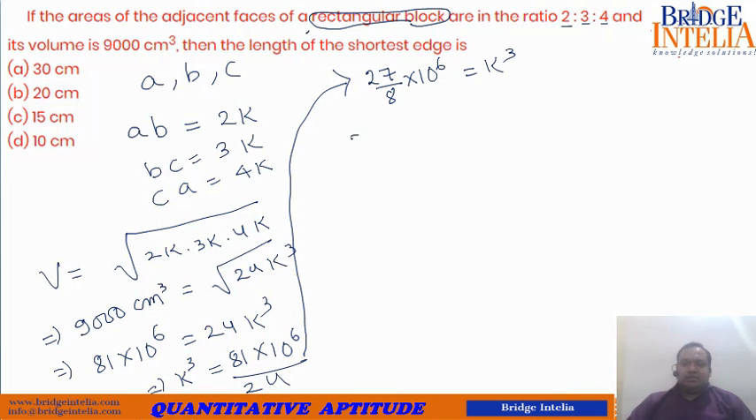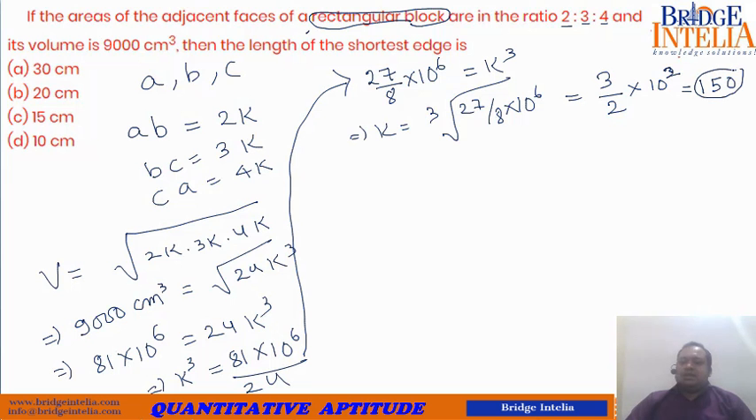So from here you can see that K is equal to the cube root of this thing, 27 upon 8 into 10 to the power 6. Cube root of 27 is 3, cube root of 8 is 2. So 3 by 2 into 10 square, because you are taking the cube root. So this will become 1.5 into 100. So this is what? 150. So K comes out to be equal to 150.